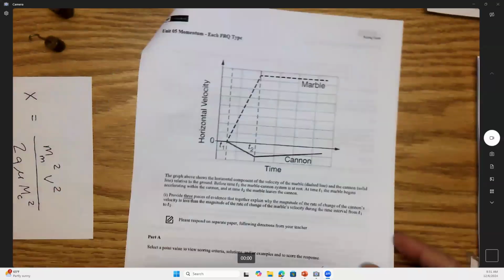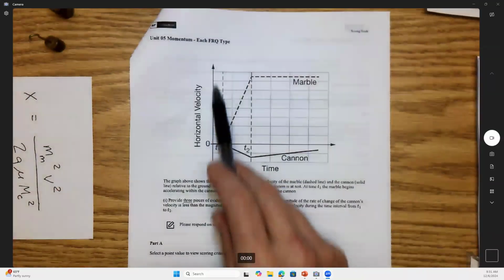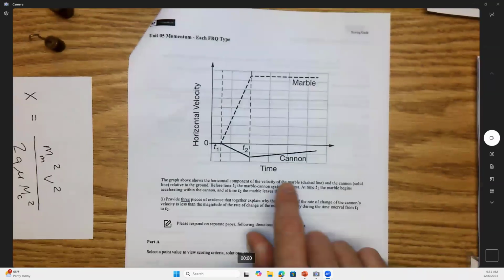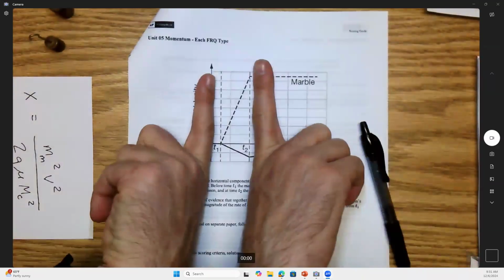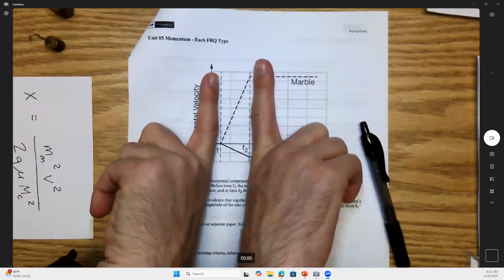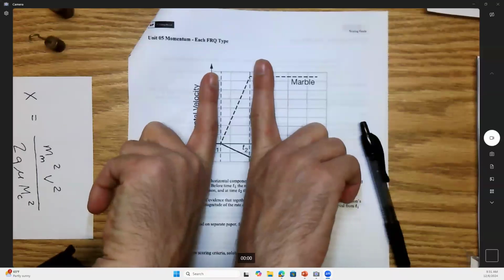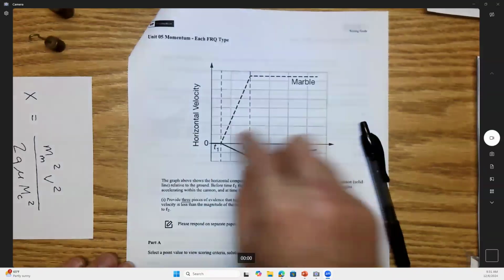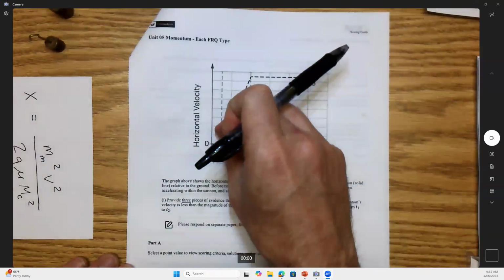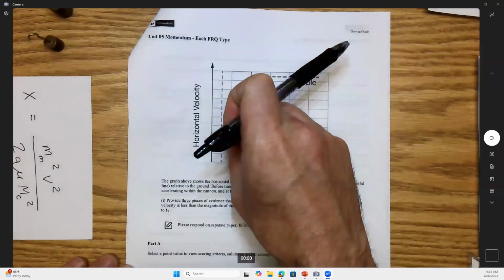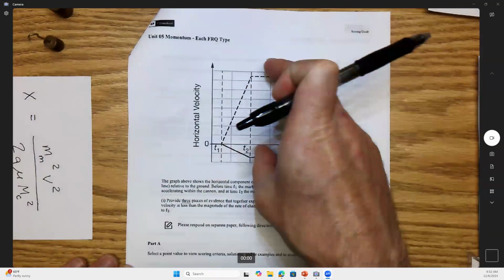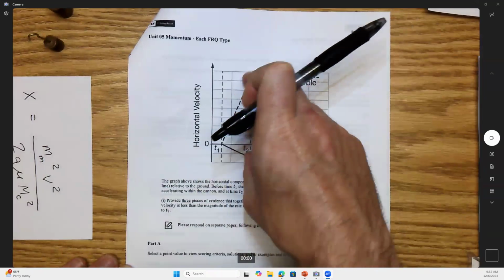All right, part H. Ooh, we're getting a graph. So horizontal velocity is a function of time. You guys see these two dashes right here? Do you guys think that's during the explosion? Probably. I mean, just looking at the graph, I think that would make sense, right? So they both start at rest, and then it looks like the marble and the cannon are moving opposite directions with different velocity, or they pick up different accelerations.